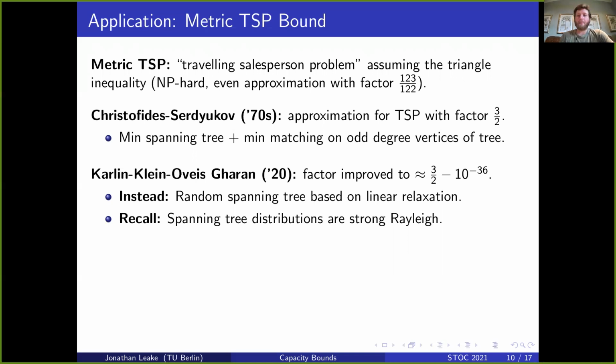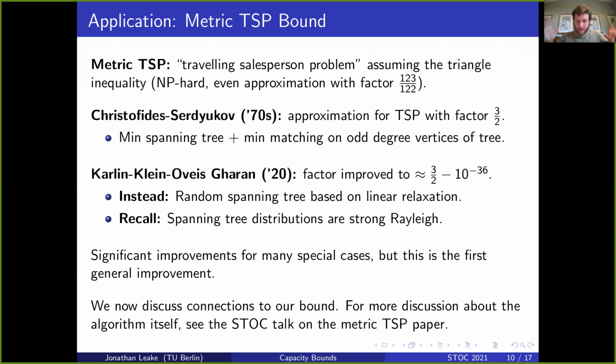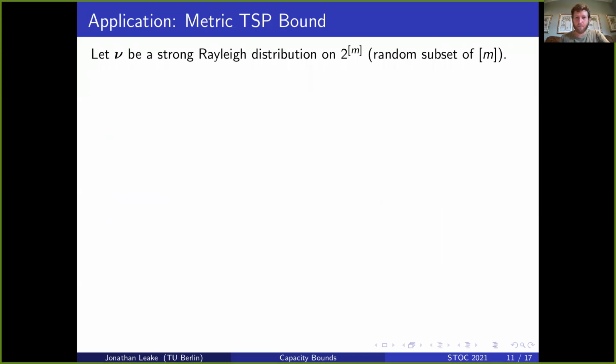Okay. So this obviously is a well-studied problem, and there have been a lot of improvements for many special cases, but there's never been a general improvement until this paper. So this is obviously a big deal paper. And now I'm going to ignore all of the stuff that they did, except for the stuff that's connected to our paper, and I'm just going to talk about how our paper connects to theirs. Of course, if you want to know more about what's going on in their paper, you should definitely check out their talk. Okay, so let's see how this relates to our bound.